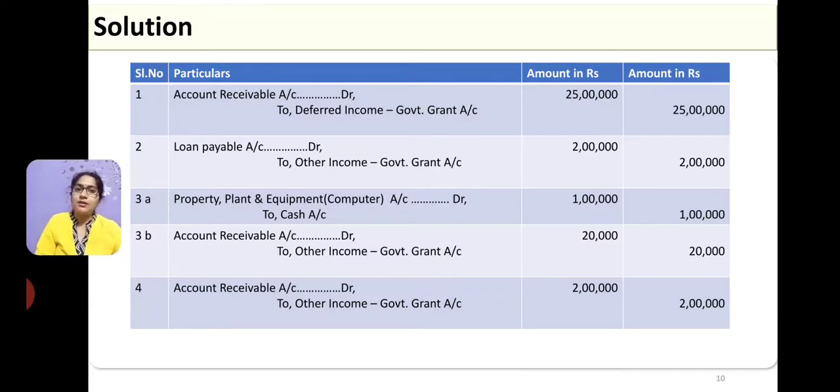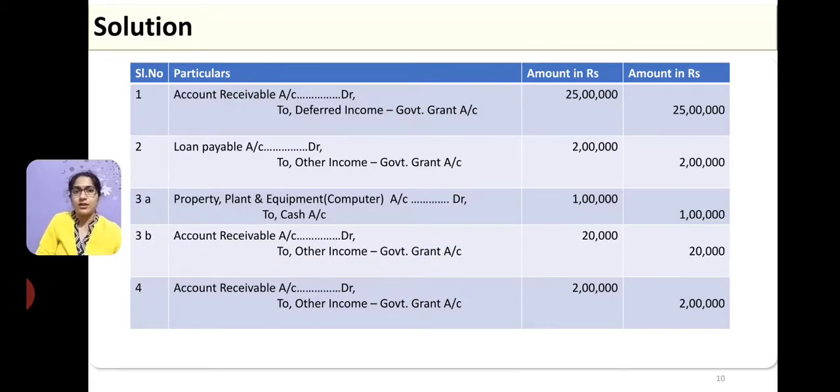For the second one, you are getting a waiver of the loan. So debit the loan payable 2 lakhs and credit other income through government grant. Then the third one, where you are buying a computer and you are getting a waiver. So here property, plant and equipment, PPE (computer) account is debited with 1 lakh, you are getting 1 lakh worth asset and you are paying cash of 1 lakh of course.